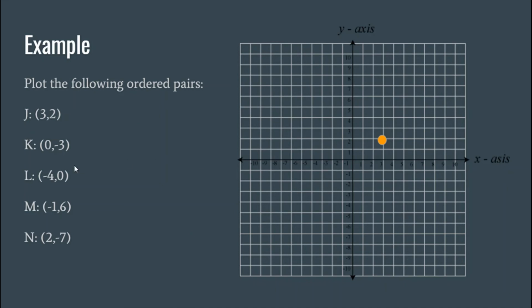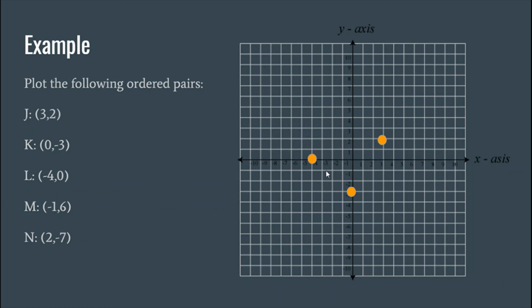Okay, now point K. Point K starts out with an x coordinate of 0, which means we're not going left or right at all. So we're staying at 0, 0, and from here we're going down 3. So that's where point K should be. Now L, negative 4, 0. Starting from here, we go negative 4. And then the y is 0, so we're not going up or down. So your point should be right there.